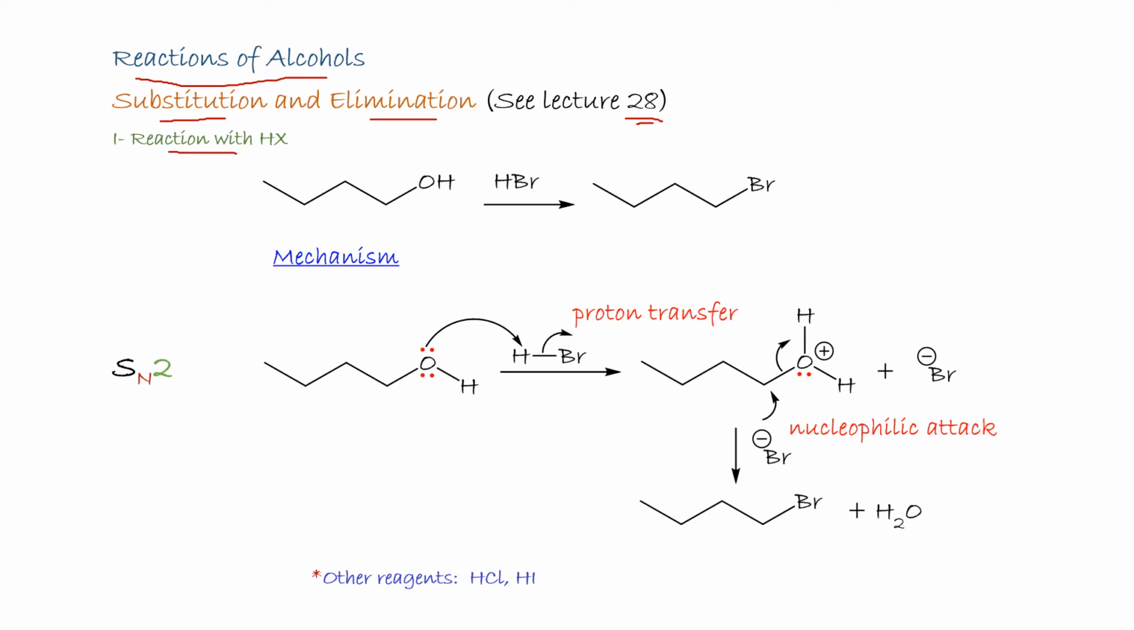So if we react alcohol with HX, hydrogen halide, like HBr, HCl, HI, we will get the corresponding alkyl halide. This is a primary alcohol, this carbon connecting only to one carbon, so this is a primary alkyl halide, and the reaction goes by the SN2 mechanism. The first step is proton transfer.